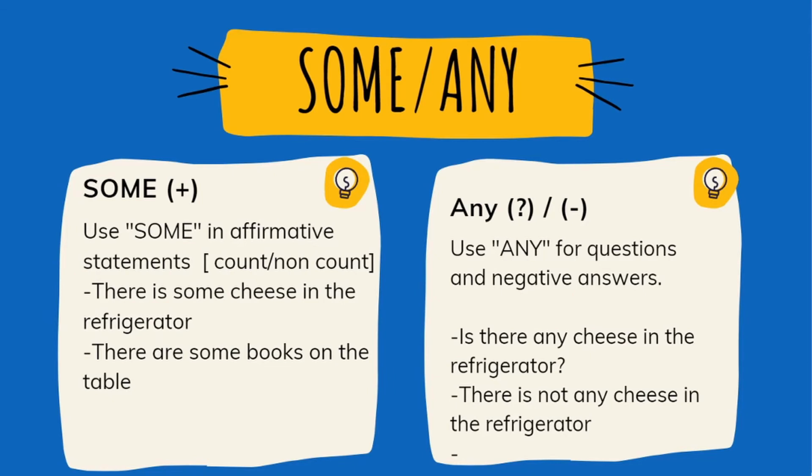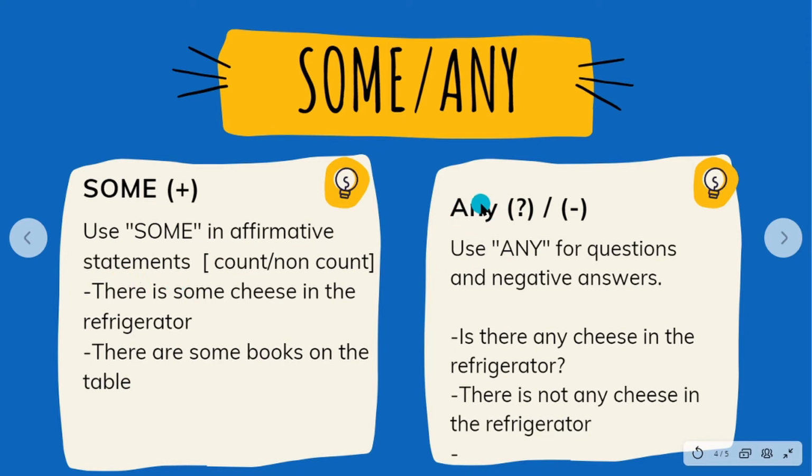Next, we have some and any. We use some in affirmative statements, and it can be used with count or non-count nouns. Example: there is some cheese in the refrigerator. Cheese being a non-count noun, I can still use some with it. There are some books on the table. So we have some used with affirmative statements.